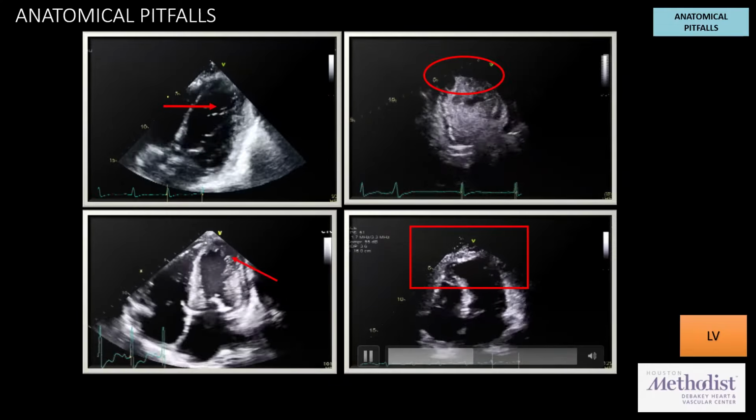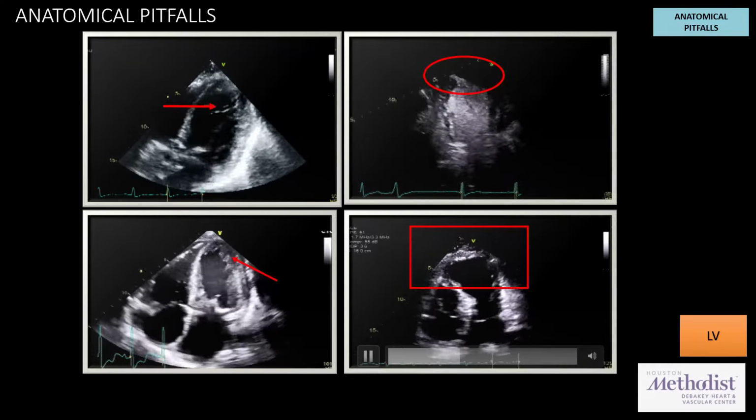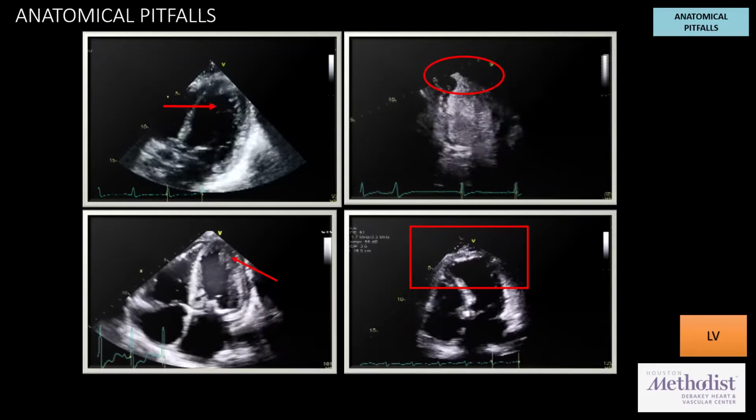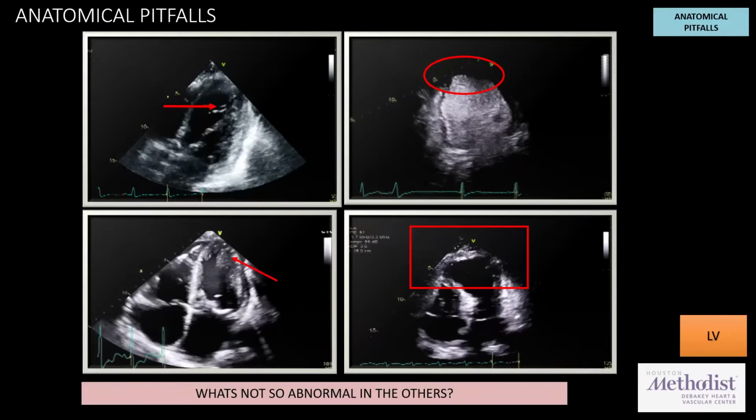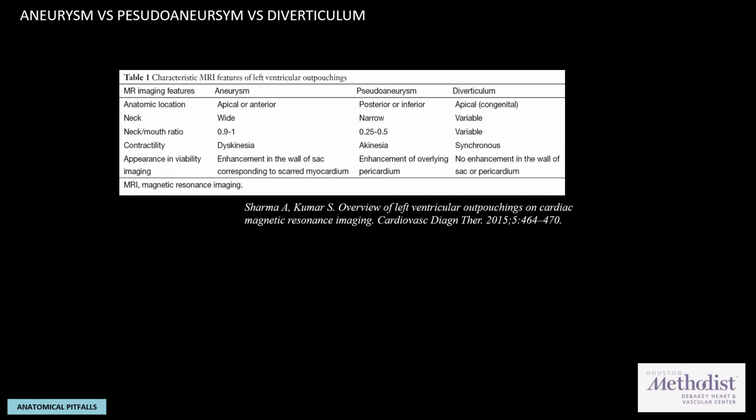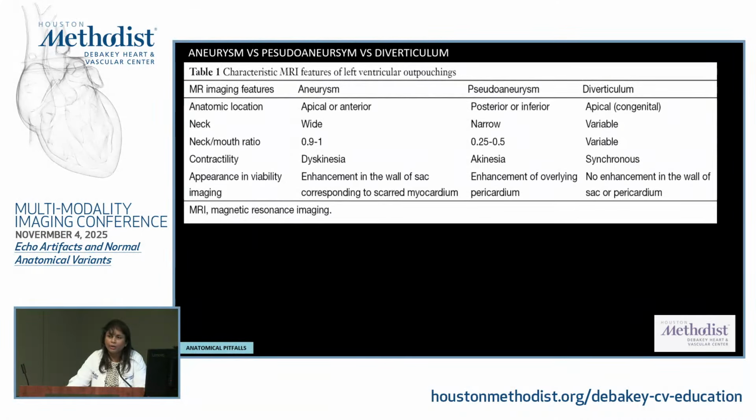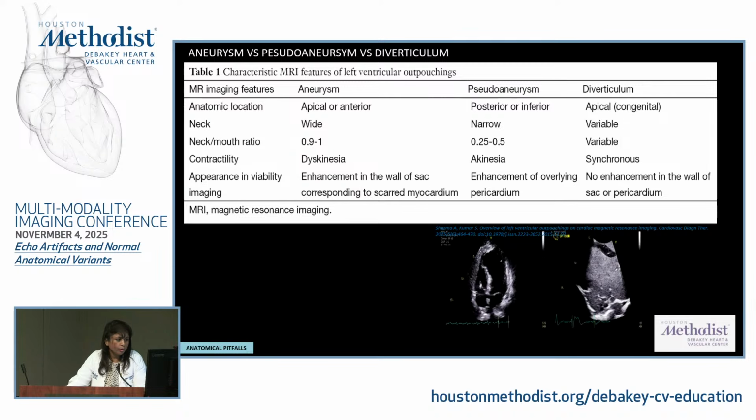So you can definitely see a large apical aneurysm. Is this important for us to know? Yes, right? Because we need to know which one is normal and which one is not. But why are we talking about this one? Very relevant, because you want to identify what's the difference between aneurysm, pseudoaneurysm, and a diverticulum. What's the difference? So the main thing is LV aneurysm usually has a wide neck and is typically located in the apical or the anterior walls, versus LV pseudoaneurysm, on the other hand, has a narrow neck and has a wider base, right? And it's most often seen in posterior or inferior walls.